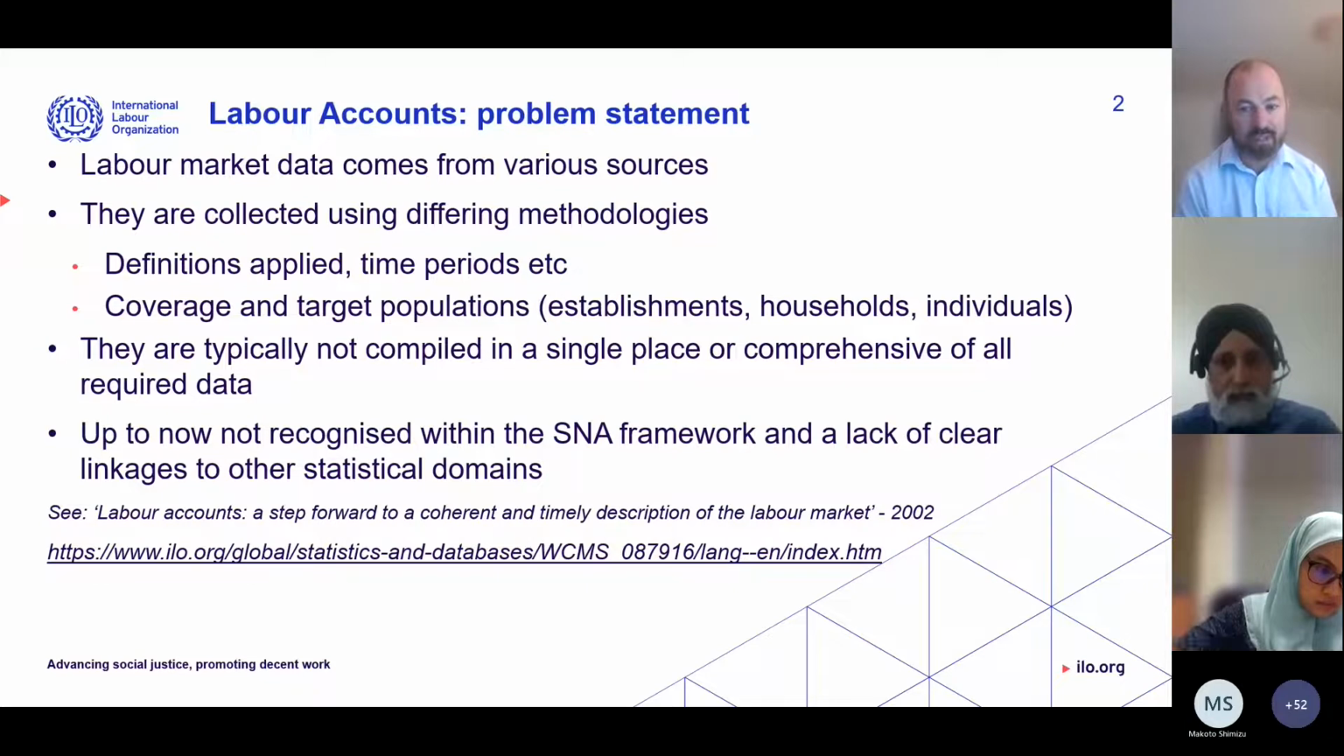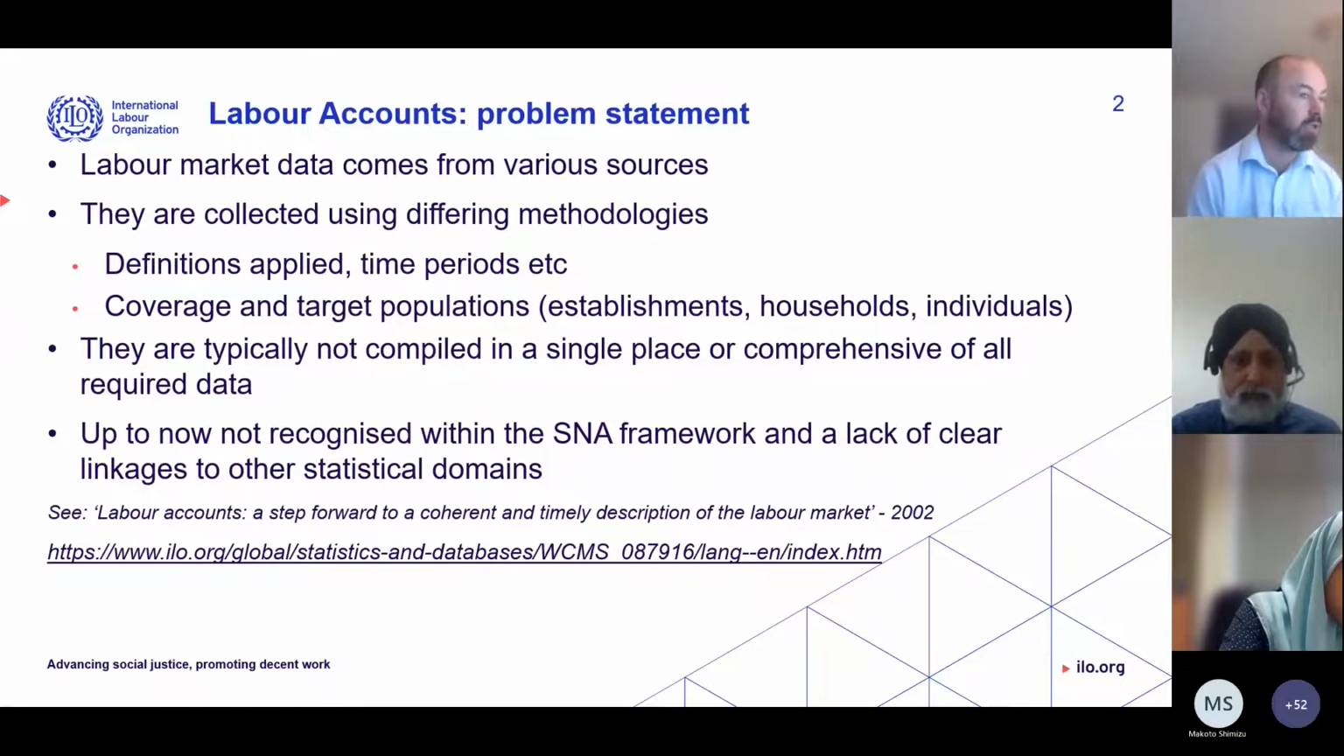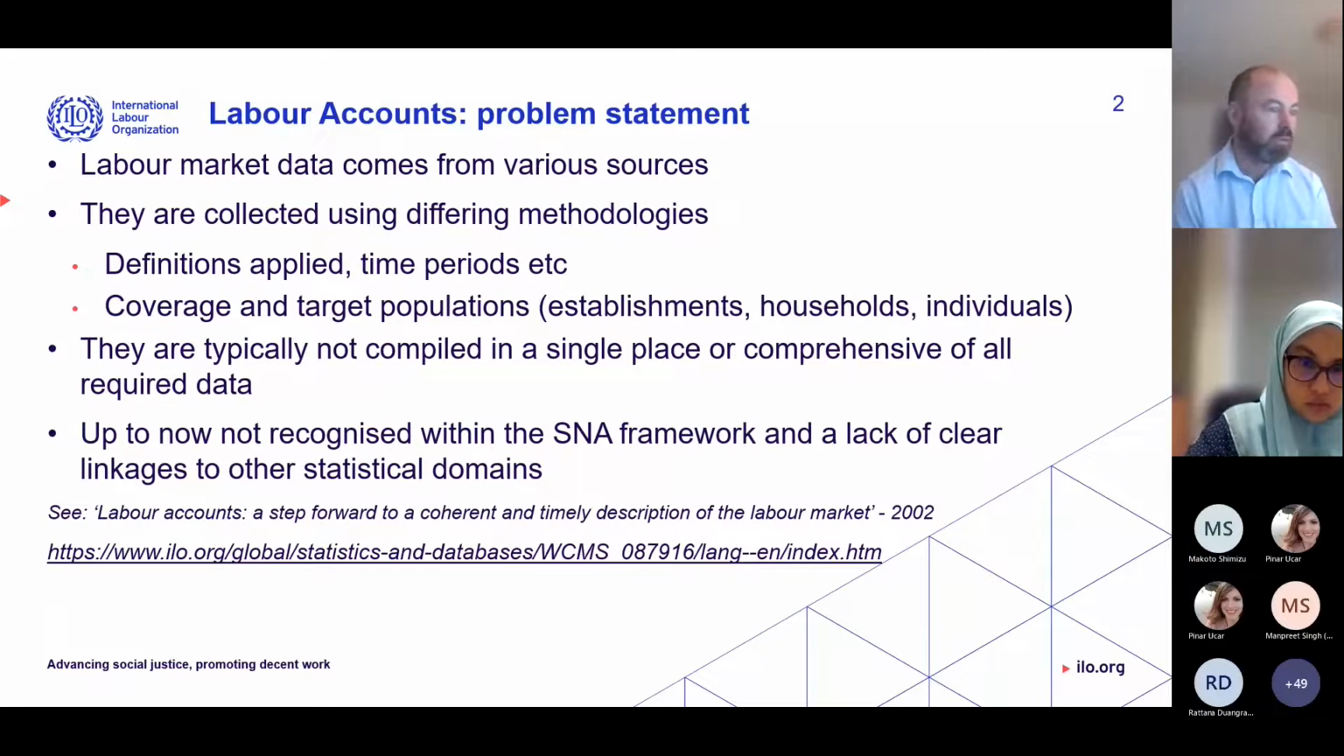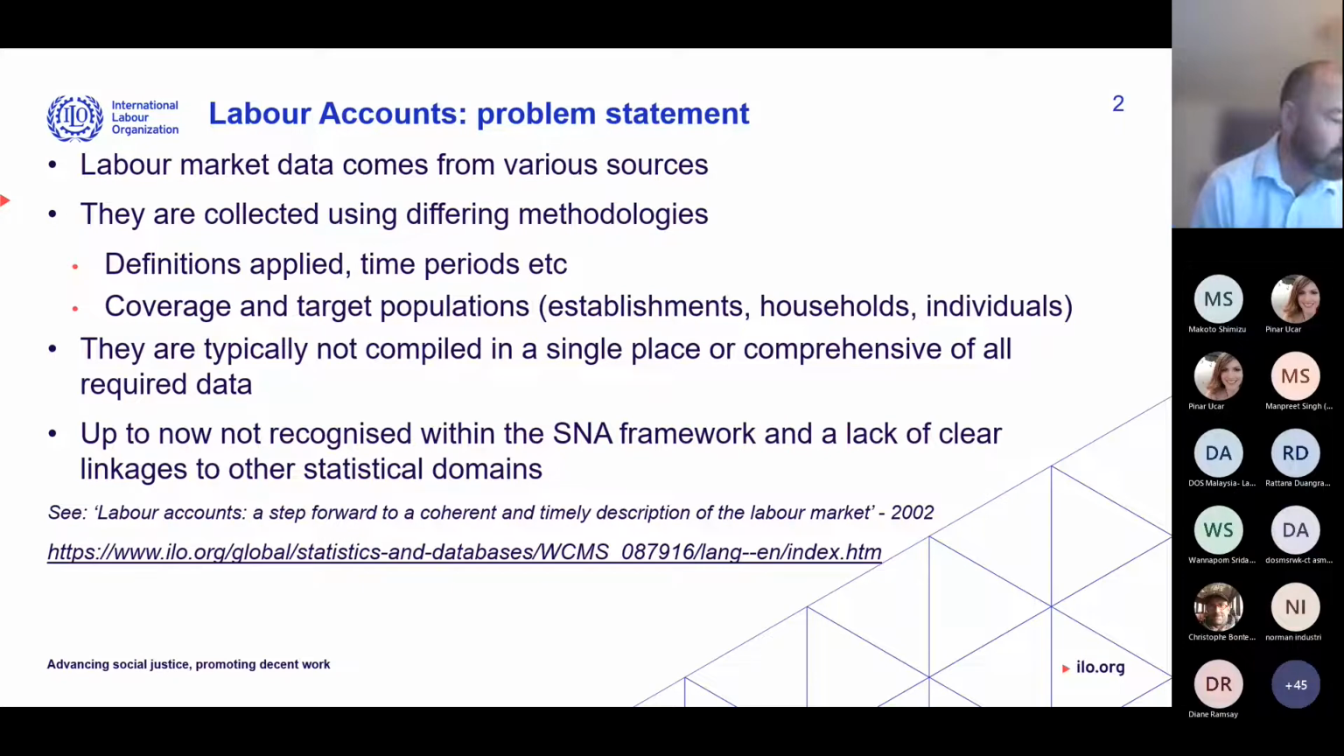We can be using different time periods, meaning that it's not easy to compare or to triangulate or bring that data together. We can have differences in coverage and target populations involved, all of which makes it difficult to compile together. And because we have surveys which will cover establishments, households, or individuals, and not just surveys, it will also be administrative sources, potentially big data.